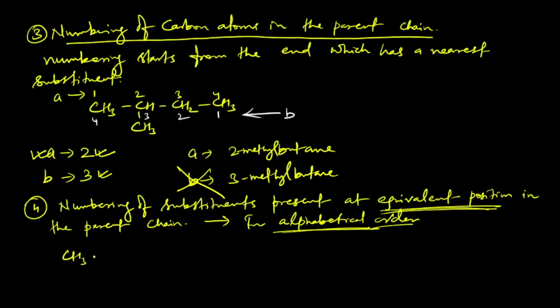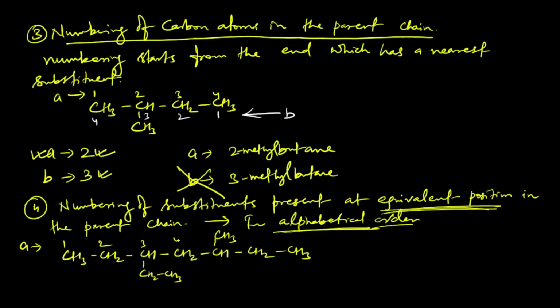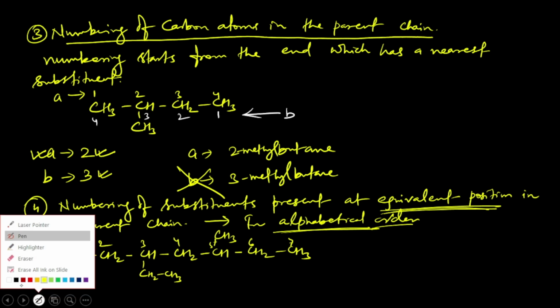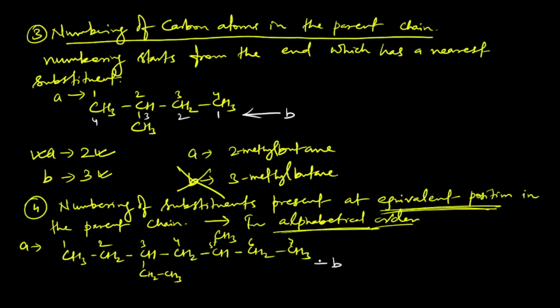Suppose this is the example, CH3, CH2, CH, CH2, CH, CH2, CH3. Correct? Here I am just putting methyl. Here I am putting ethyl, CH2, CH3. Now you see, this is the numbering side A, 1, 2, 3, 4, 5, 6, 7. Correct? And this is the numbering side B, 1, 2, 3, 4, 5, 6, 7.